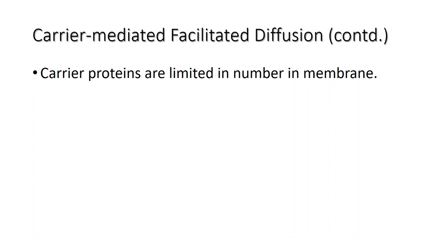The number of carriers available in a plasma membrane is limited. Once all of the carriers are occupied, there is no further increase in the rate of facilitated diffusion even after an increase in the concentration gradient. This upper limit is called the transport maximum. Thus, the process of carrier-mediated facilitated diffusion is said to exhibit the phenomenon of saturation.